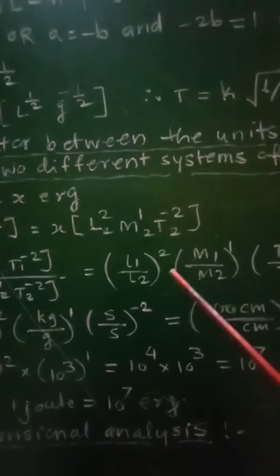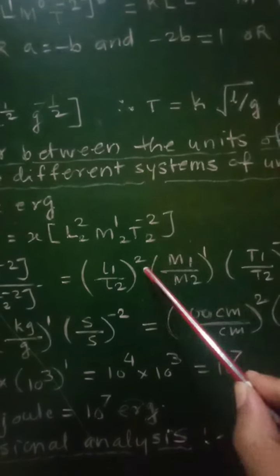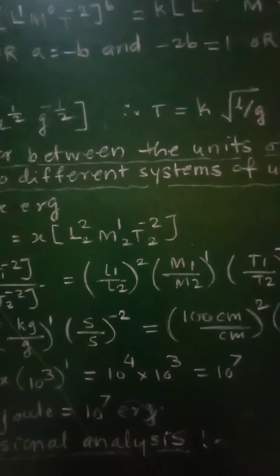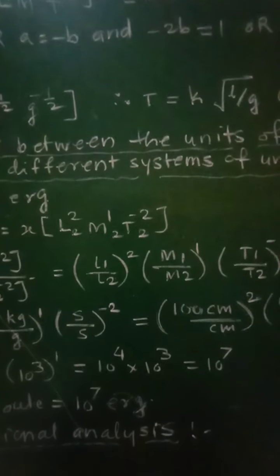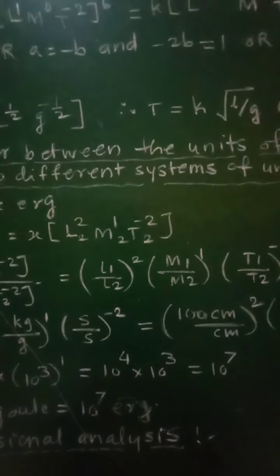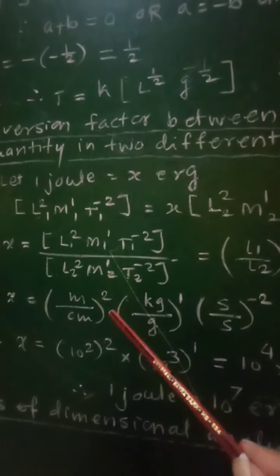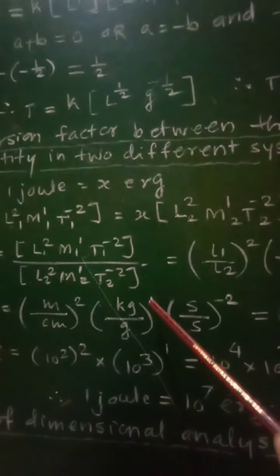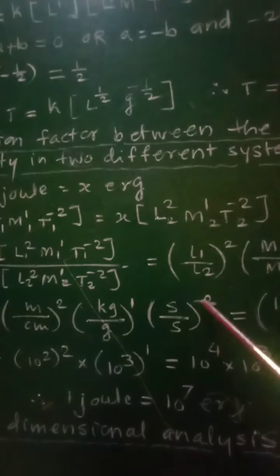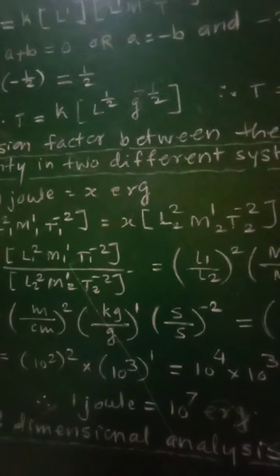Here if you consider SI and CGS units, then for length, mass and time, SI units are meter, kilogram and second, while CGS units are centimeter, gram, second respectively, and therefore we can put the values here. Therefore x will be written as (meter/centimeter)^2, (kilogram/gram)^1, (second/second)^-2. Now this factor will be 1 raised to minus 2 because second is there.